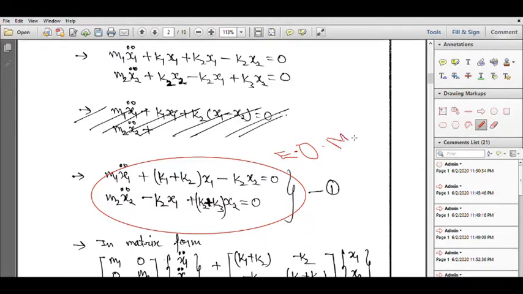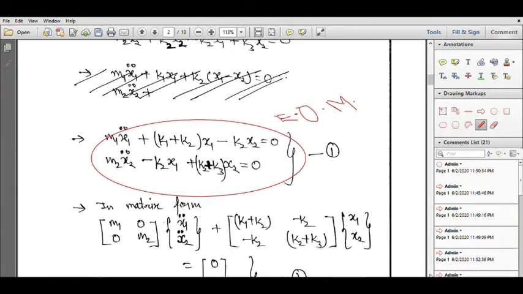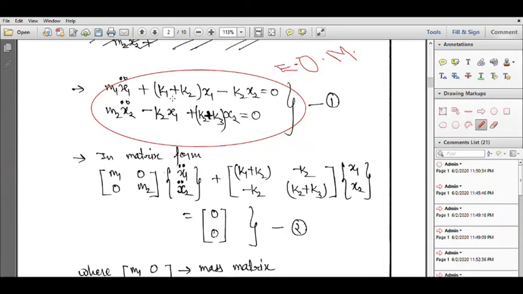So whenever I talk about the equations of motion, I'll talk about equation number 1 here. Now what I have done is rearranged these equations of motion in matrix form. So how have I arranged them? See, I have taken a 2 by 2 matrix. It's a matrix of the form 2 by 2: 2 rows and 2 columns. So it's a 2 by 2 matrix.